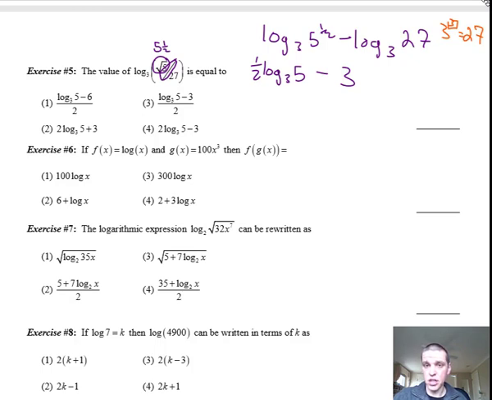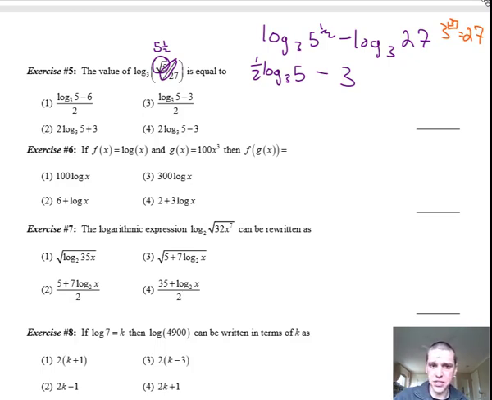Done. Notice that there's nothing more I can do here. 3 to what power gives you 5? There isn't any. Well, there is one. It's not a nice whole number, so we're not going to worry about it when we're expanding. So we look here and it says which one's equal to that?